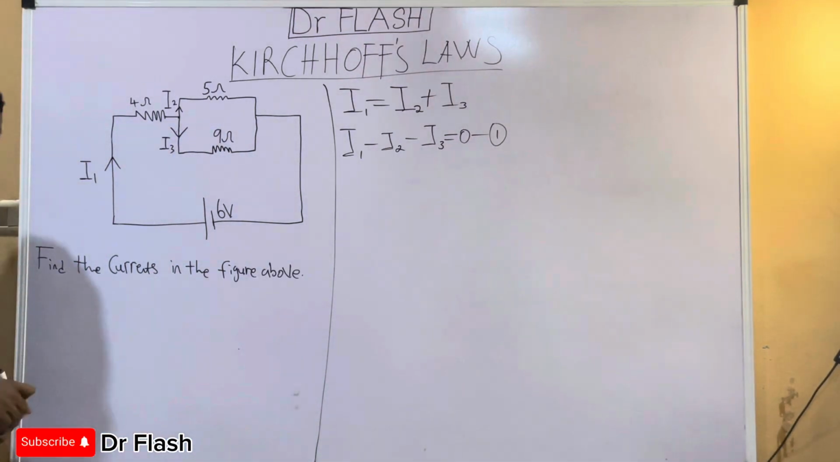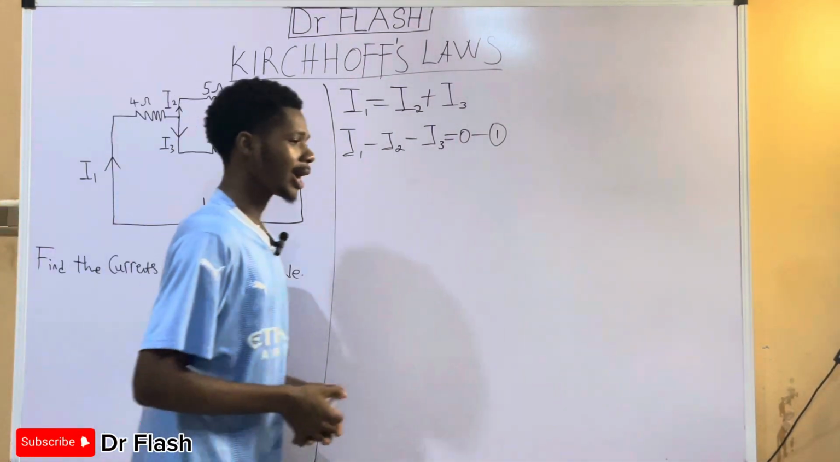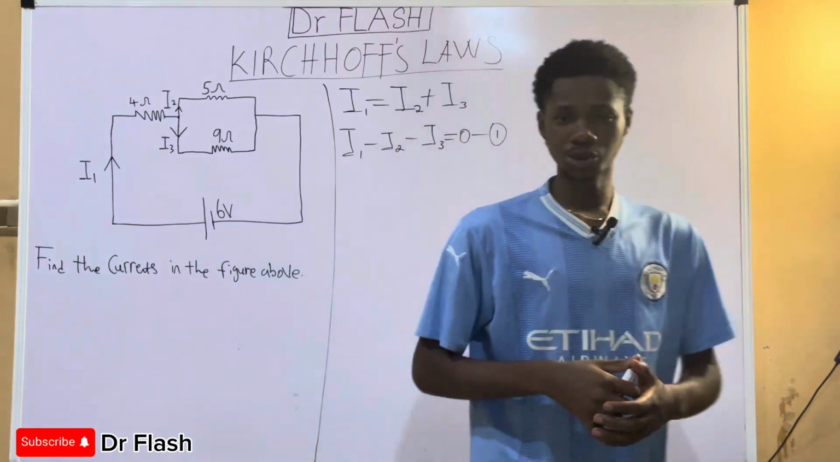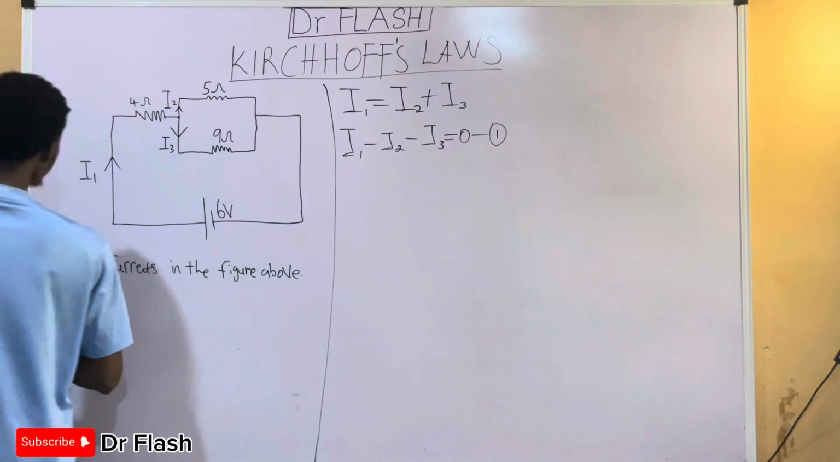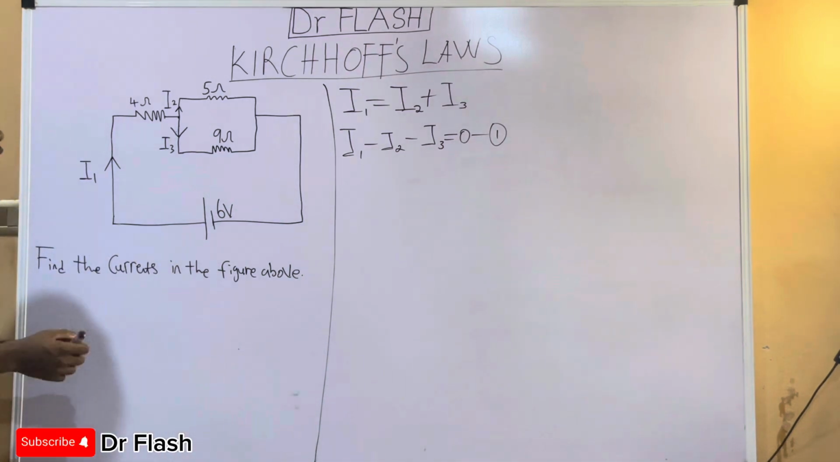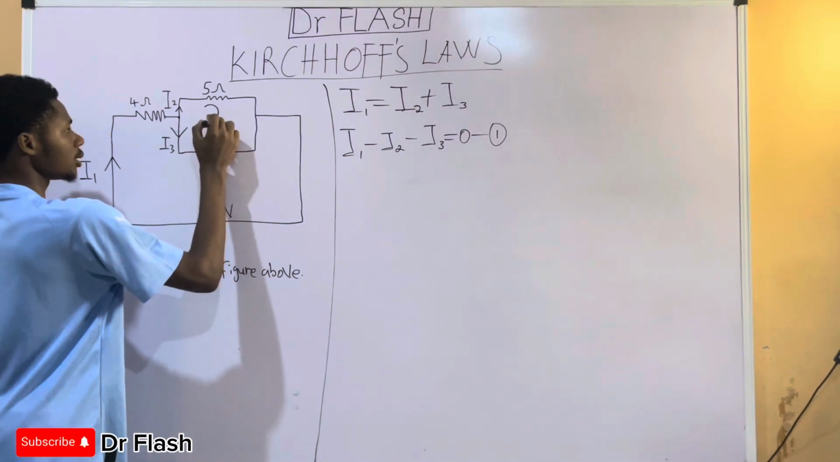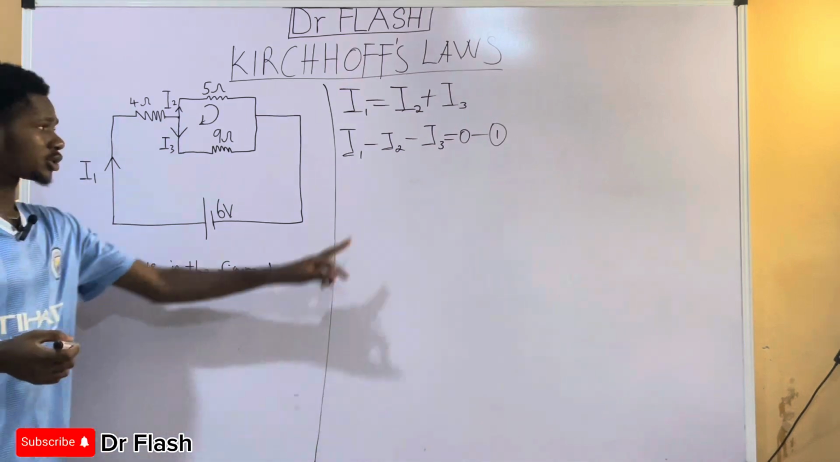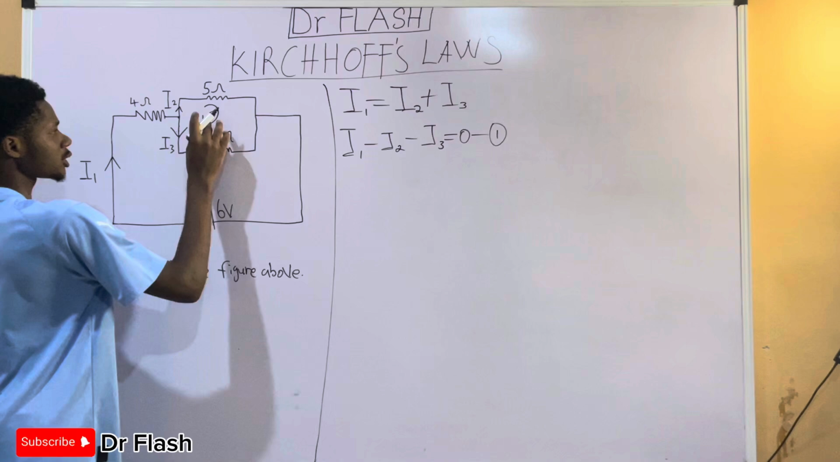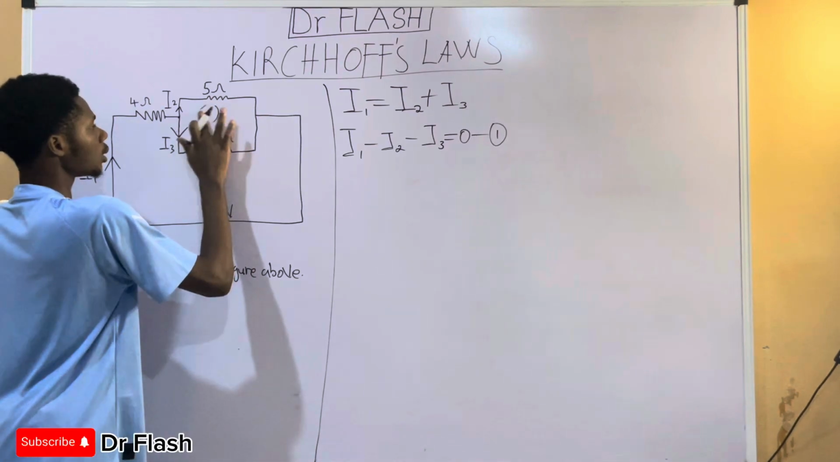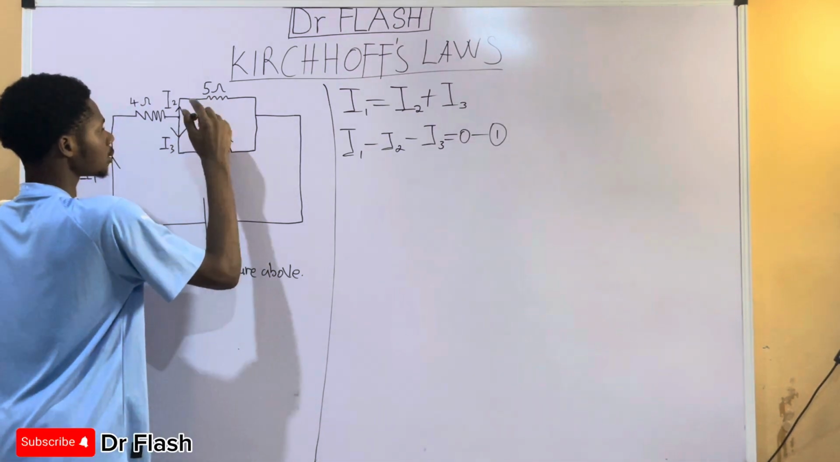Remember I said we could also state the KCL rule as the algebraic sum of currents at a junction is equal to 0, which is also just derived. Now which of these loops do you think we can also consider? Let's first consider this. Since we are looking for three unknowns, I1, I2, and I3, it means we should have three equations, right? So let's consider this loop. Okay, let's consider this one.